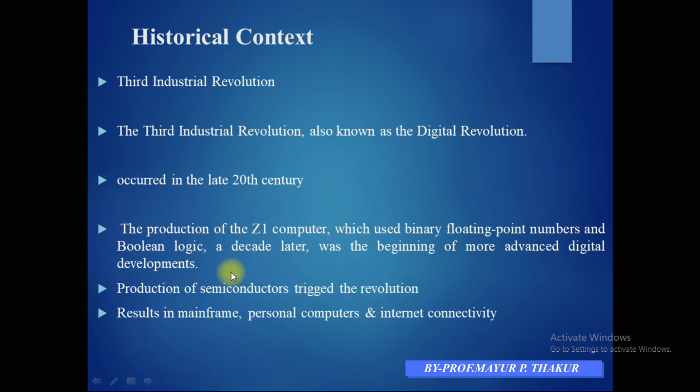The result was increased computing technology such as mainframes, personal computers, and internet connectivity. With computers, the internet and the World Wide Web gradually increased, so that the efficiency of industry also increased. So that was the complete third industrial revolution.